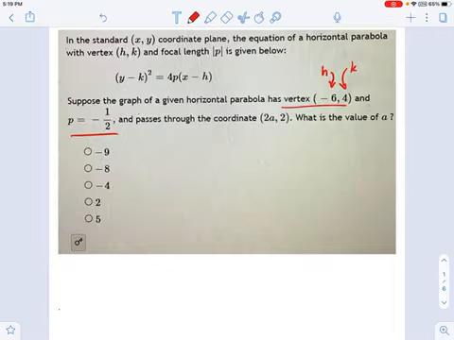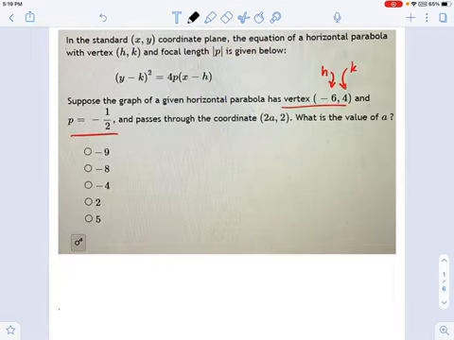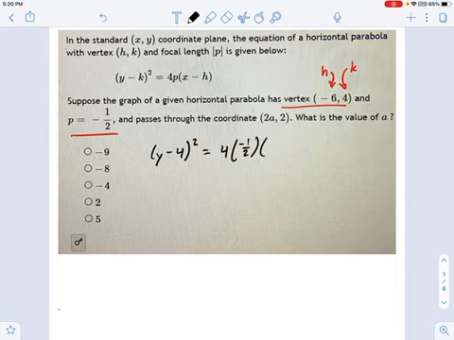P is negative 1/2. So the first thing I want to do is rewrite this equation using all the stuff that I just talked about. So I'm going to say y minus k, well k is 4, squared equals 4 times p is negative 1/2, times x minus h, and h is, well, negative 6. I'm going to put that in parentheses because that's subtracting a negative.